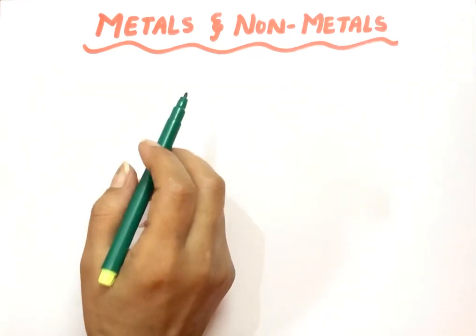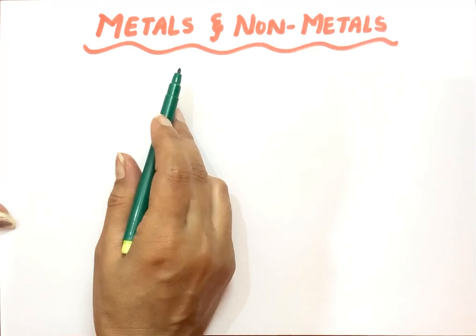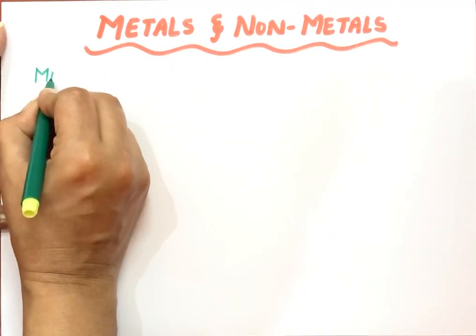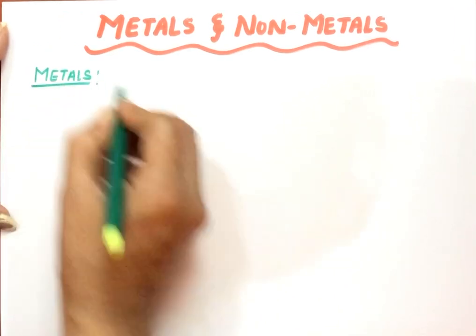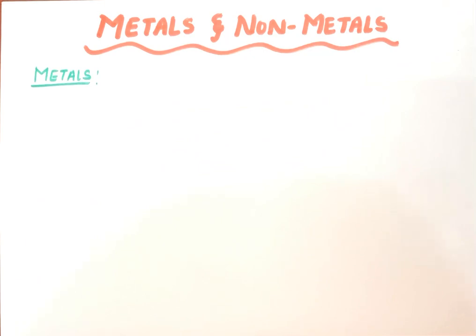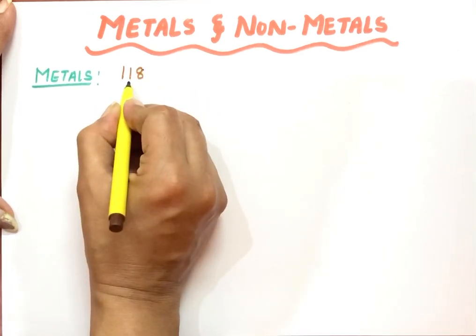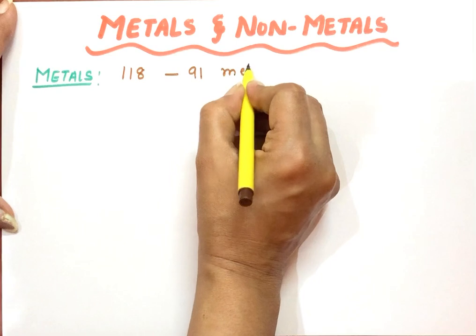We are starting with the next chapter in class 10th of chemistry, that is metals and non-metals. So first of all, we'll study what are metals. How many elements do we know? We say approximately we know 118 elements, and out of these 118 elements, approximately 91 are metals.